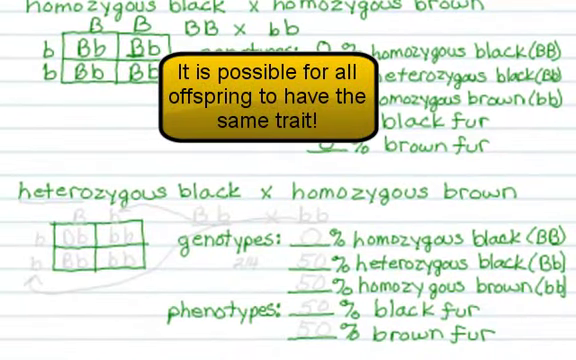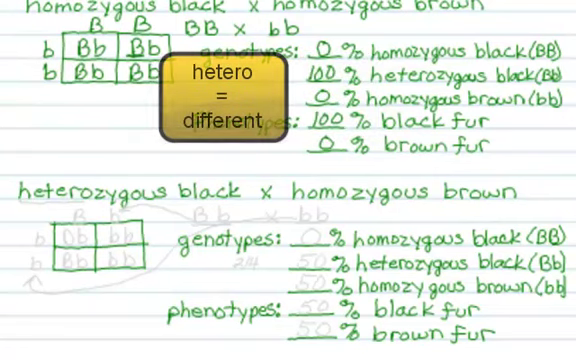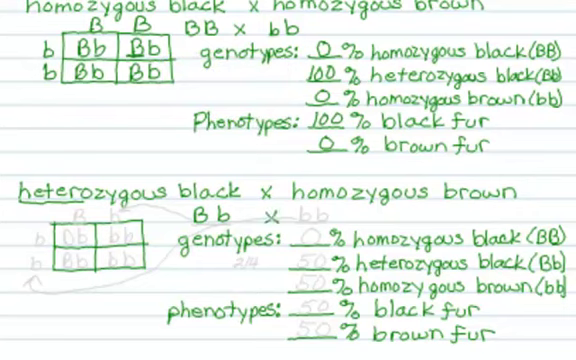Now for the last problem, we're doing a heterozygous black times a homozygous brown. And remember, hetero is different, so for hetero, you need one of each, a big B and a little b. And we're crossing that with homozygous brown. Brown is little b's. So we're big B, little b times little b, little b. So we're going to do parent 1 up top, and parent 2 along the side. So you get big B, little b, big B, little b, little b, little b, and little b, little b.